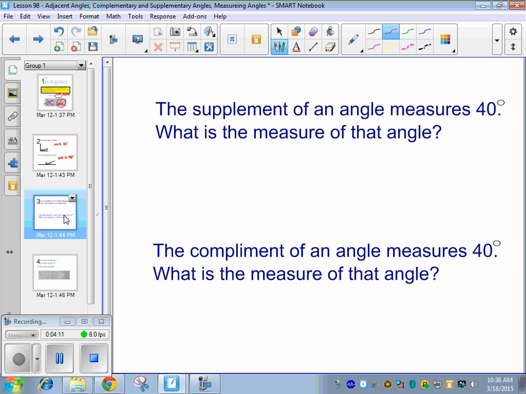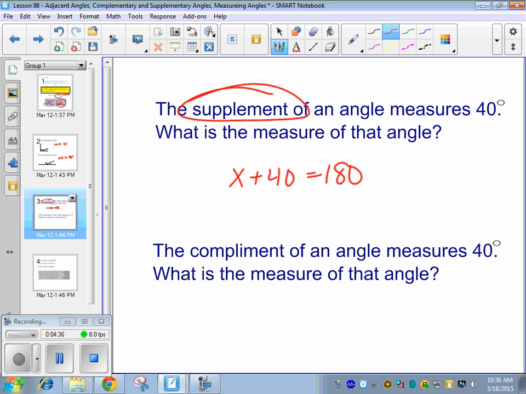Okay, so here's the type of problem that you might have. The supplement of an angle measures 40 degrees. What is the measure of that angle? Anybody know the answer? 140. Yeah, 140. But I want an equation for this, okay? So we're going to say some angle that we don't know plus 40 has to equal 180. Why 180? Because it says supplement. Then we're going to solve it to find the missing angle. We subtract 40 from both sides, so the other angle has to be 140, and you need a degree symbol, that little degree sign, when you're finding an angle.